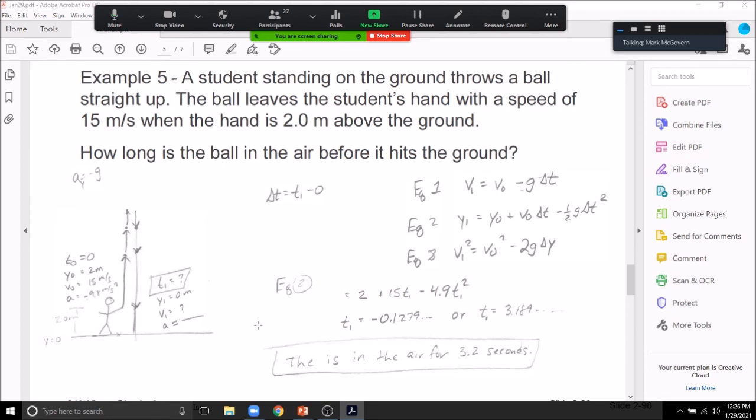So I wrote the equations here, just substituting a negative g instead of a. I am calling down negative, right?